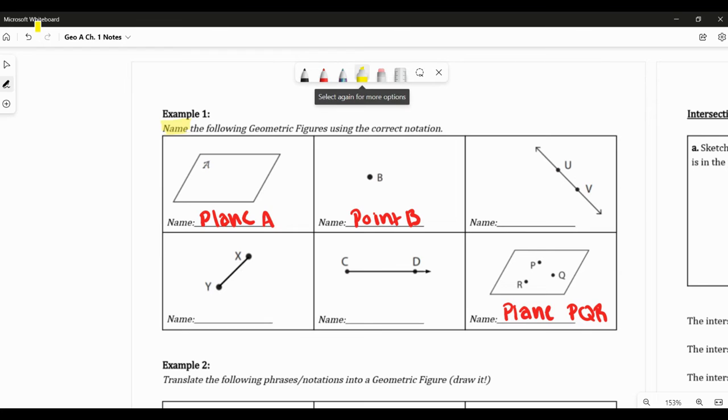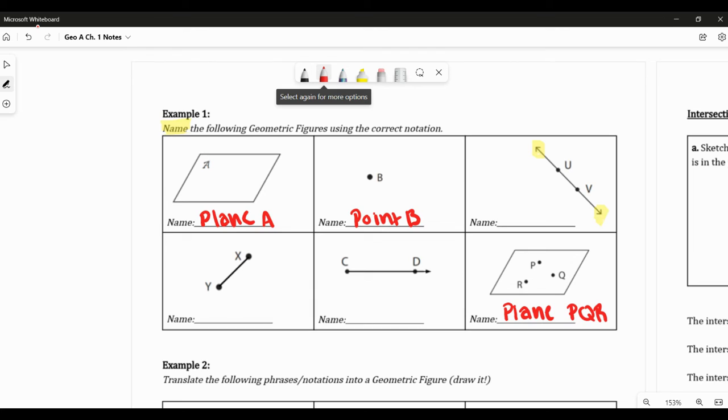Now, my next shape right here, I need to be careful with. So the first thing I notice is that this has arrows on both sides of it. Okay, so when I have arrows on both sides, that means that this shape goes on forever in both directions, meaning that it has to be a line. So I know that this is a line.